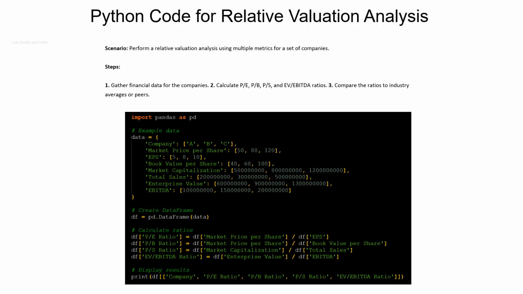To perform a relative valuation analysis, we gather financial data for a set of companies and calculate their PE, PB, PS, and EV/EBITDA ratios. By comparing these ratios to industry averages or peers, we can assess whether the companies are overvalued or undervalued. This example demonstrates how to conduct a relative valuation analysis using Python.